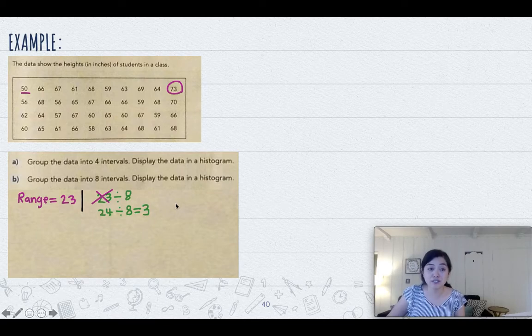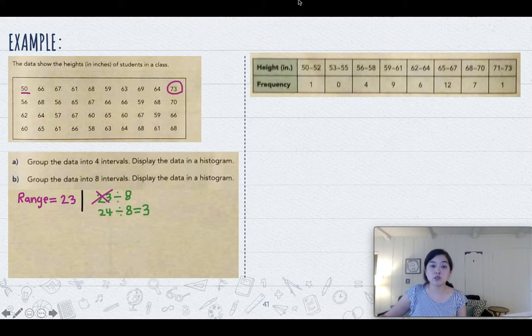If we round down, we might exclude a value from our data that's in here. So we always want to include our biggest data, so we're going to always try to round up if we can. The closest number that rounds up that can be easily divided by 8 to get a whole number is 24. So 24 divided by 8 is 3. Each interval will represent 3 inches or 3 pieces of data. Notice here, it's 50, 51, 52. That's 3 pieces of data. 53, 54, 55, that's 3 pieces of data. 56, 57, 58, that's 3 pieces of data, and so forth. And now we can see that only one person is between 50 to 52 inches, 0 people are between 53 to 55 inches, and so forth.